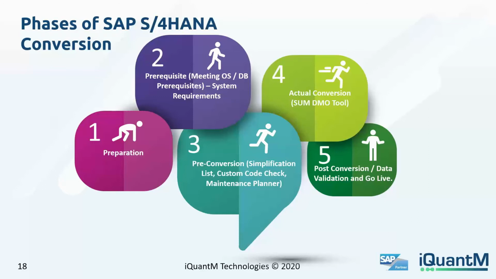And then the most important part of the post go-live activity is to do the data validation. Make sure that your source data and the target data have come through fine. There is no inconsistency in your balances. There's no inconsistency in your reports. Everything works fine. And then you go live and make sure that the users start using the new S/4HANA system.